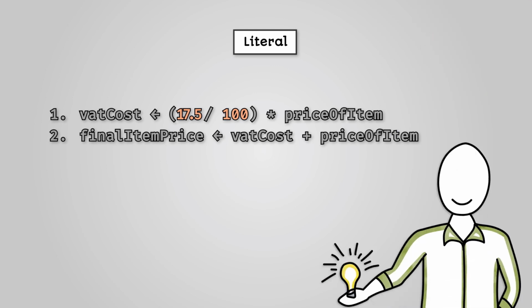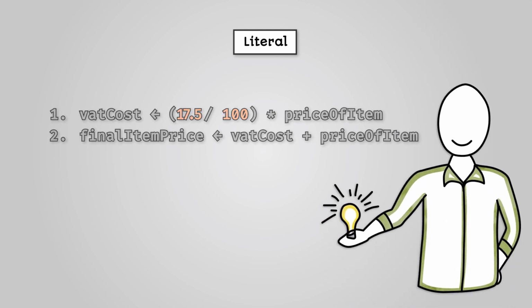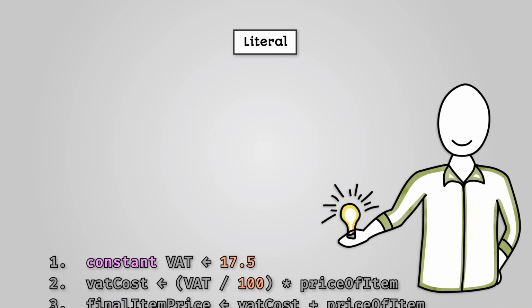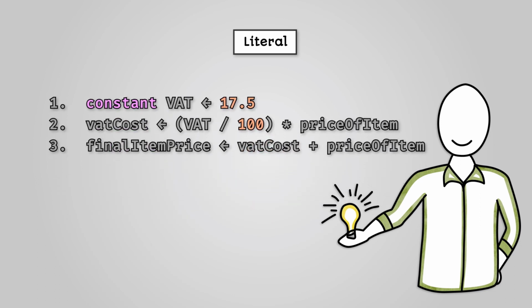Instead, what a smart programmer would do is use a constant. This might look something like this. Now, if we ever need to change the VAT rate, this won't be a problem. We would only need to change the assigned value in the constant declaration. Then, wherever we used VAT in our program, it would be updated to the new value.